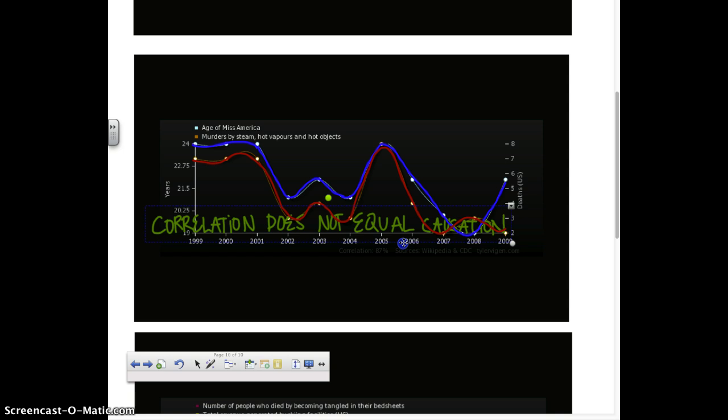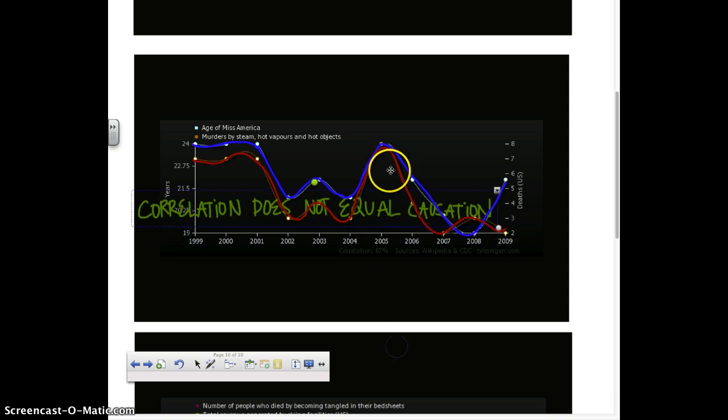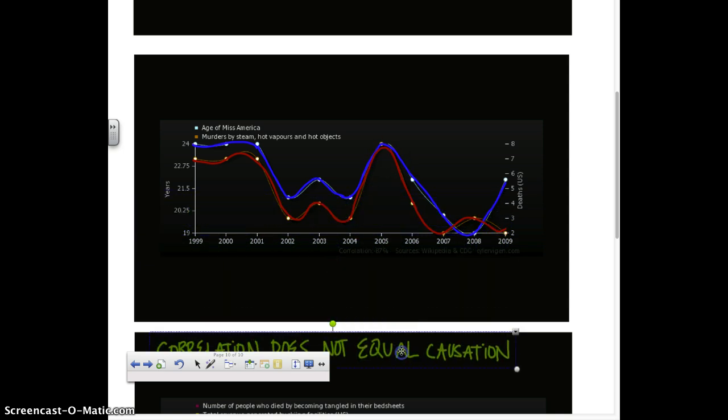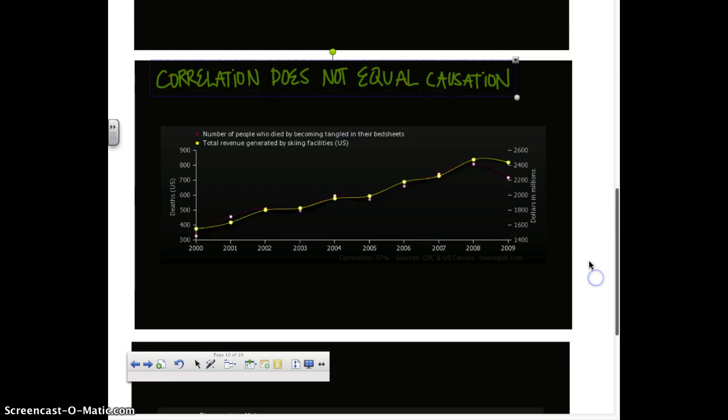That's something I want you to get through your brain. Just because two things are related doesn't mean that they impact one another. People who died by becoming tangled in their bed sheets. Graph for that looks something like this. Okay? These people had some trouble.